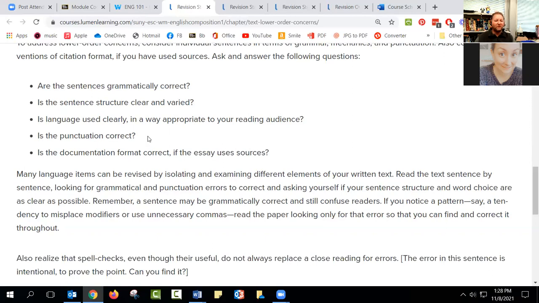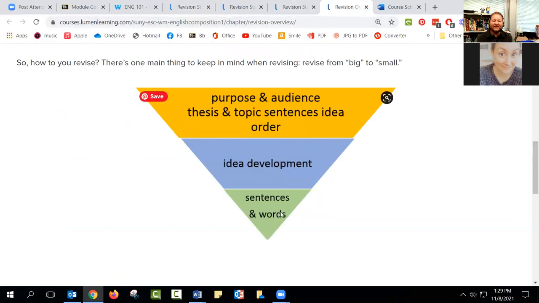But these are the things that most people do when they think they're revising. And again, if we go back to this one, it's the last thing, right? Because after you've identified your purpose, audience, thesis, topic, sentences, and idea order using the reverse outline, now you can see, okay, am I doing the things I need to do, or do I need to add stuff? Do I need to tweak stuff? Am I developing my ideas the way that I think I am? Once you've rewritten all that stuff through revision, now go and look at that last part, right?